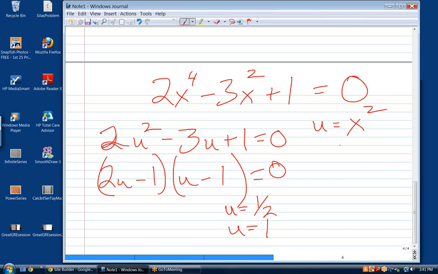Now you make those equal to x squared and you solve for x. Well, now we go up into what we substituted for u, and plug in u equals 1/2. So 1/2 equals x squared. What does x equal? Just the square root of 1/2. Plus or minus the square root of 1/2. But there's a problem with that. Notice that the square root of 1/2 is the same as the square root of 1 over the square root of 2. And the square root of 1 is 1.